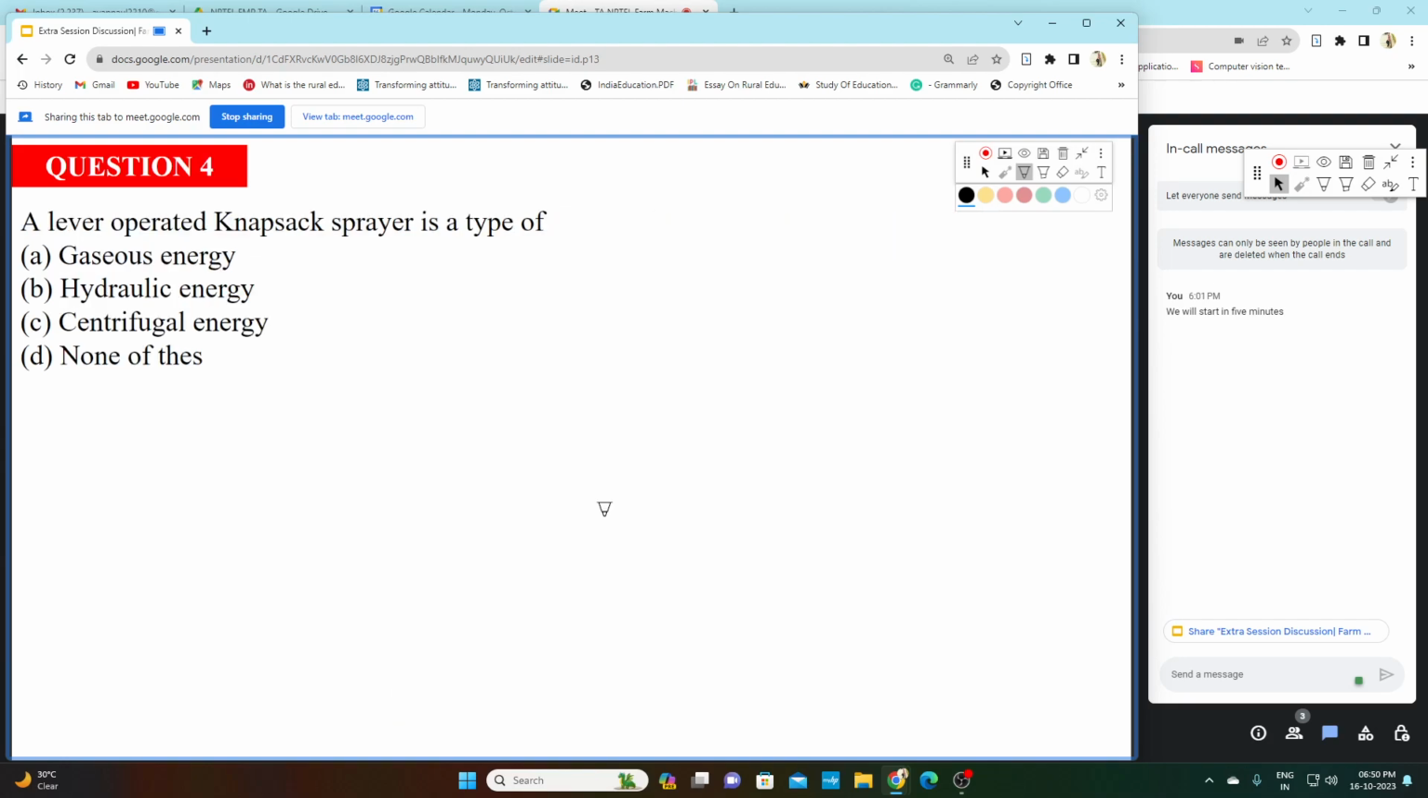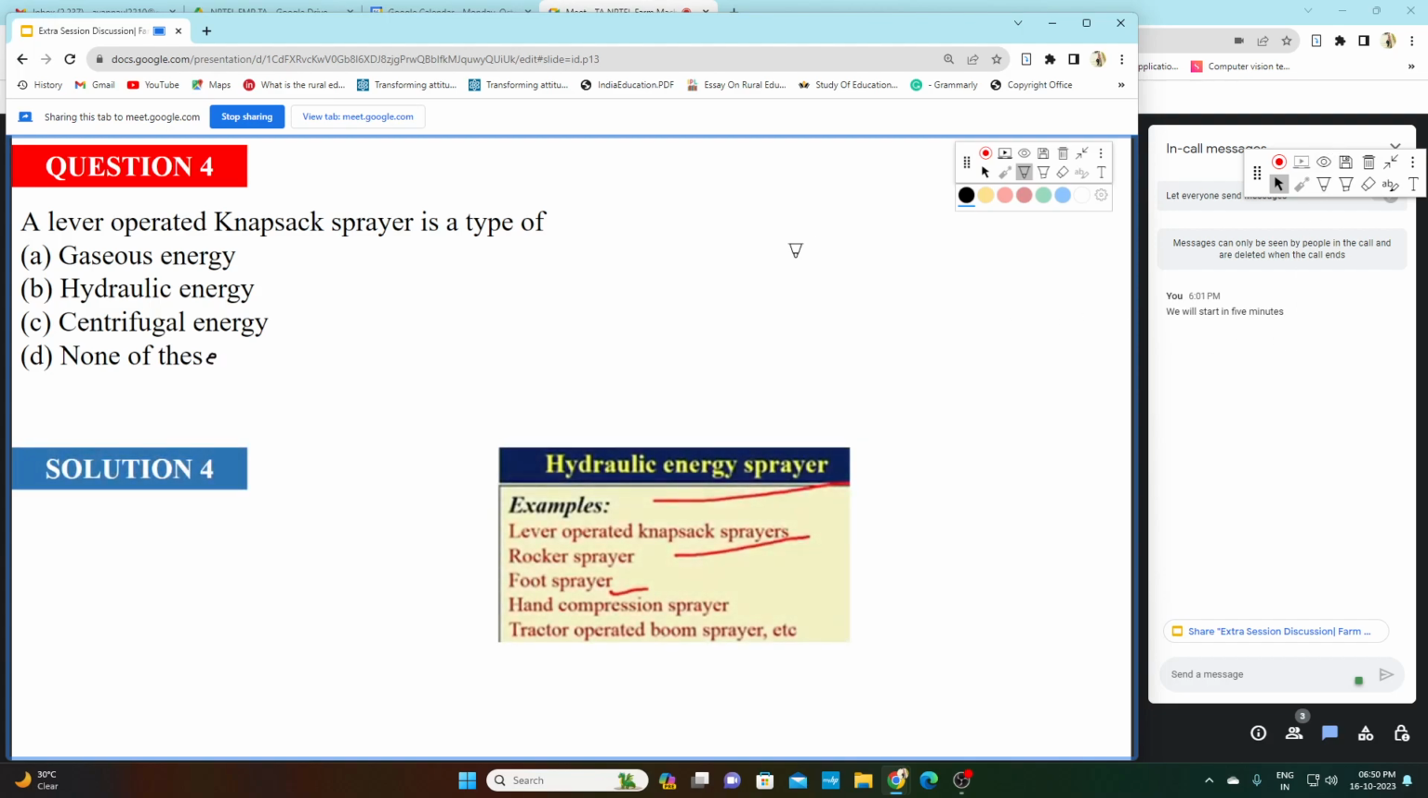Now the fourth question. A lever operated knapsack sprayer is a type of: option A, gaseous energy sprayer; option B, hydraulic energy sprayer; option C, centrifugal energy sprayer; and option D, none of these. Okay, E will be there, none of these. Now your answer: knapsack sprayer is a type of hydraulic energy sprayer.